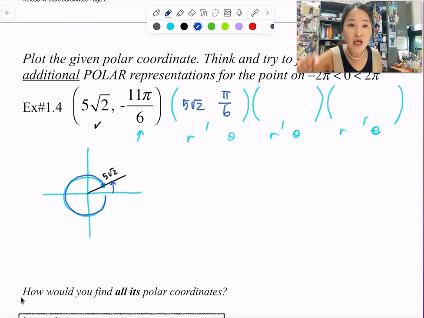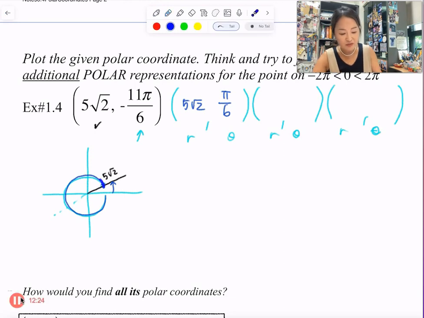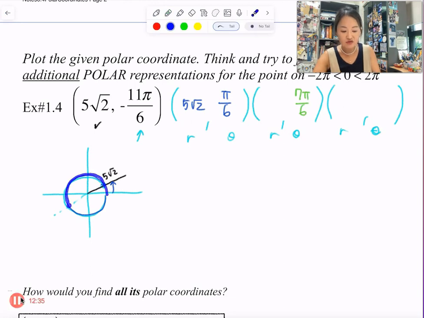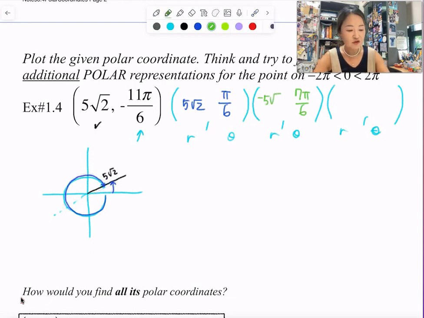You can moonwalk. Remember Michael Jackson, he could moonwalk, right? So can you. You can be here and then moonwalk there. So how would I get there? You'd have to first rotate all the way from 0. How much? Think about the reference angle. You would go 7 pi over 6 in the positive direction. And then what would you do? Back it up. How much? Negative 5 root 2. That's right. That's 3.